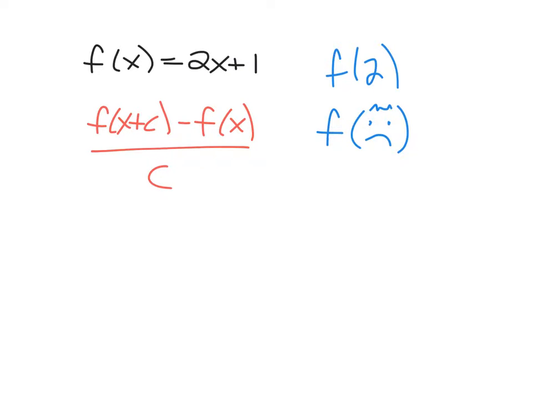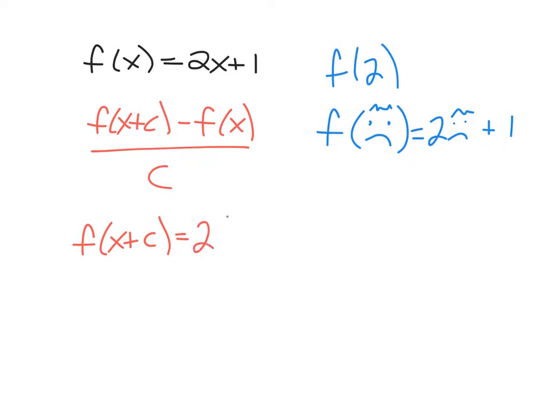Right. All right. So, what would the answer to that one be? Yeah, two sad face with cool hairdo, plus one, right? So it doesn't really matter what's inside those parentheses. The rule says take that value, plug it in, multiply it by 2, and then add 1 to it at the end. So f of x plus c, what do you do with x plus c? Yeah, you just plug it in.